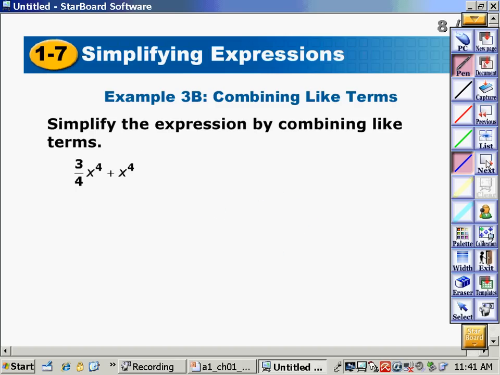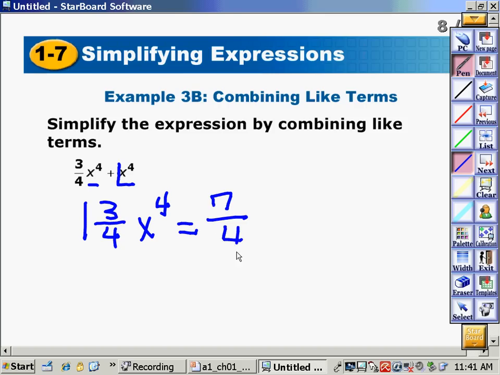Next problem, we're going to simplify this expression. We have an x to the fourth, another x to the fourth, which means they are like terms. Remember, what goes in front of the x to the fourth would be a 1. We have 3 fourths plus 1. Well, we could put 1 and 3 fourths, but never would you see that written that way. Normally, we would see it written as 7 fourths. Do you remember? 4 times 1 is 4, plus 3 gives you 7 fourths, and don't forget the x to the fourth. Now notice that the power of 4 stays the same as it was in the problem.